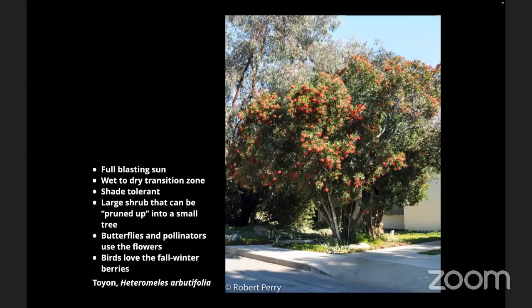They grow wild in our local area, and they can transition to not getting any water at all, but they can also take a little bit of water. So they're pretty decent for a wet to dry transition zone, maybe adjacent to an area that gets regular water, but not right in it, as it transitions to your drier, water-wiser native garden. They're also pretty shade tolerant, from full blasting sun down to significant shade, like at the edge of an oak tree canopy or something like that.